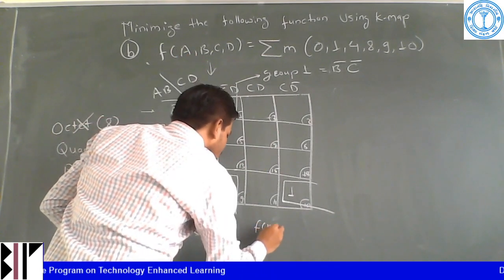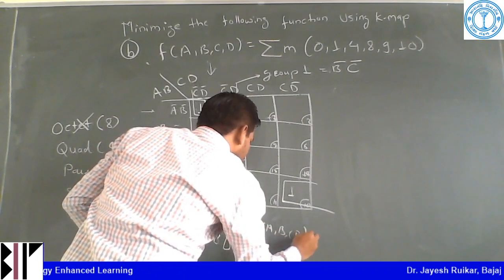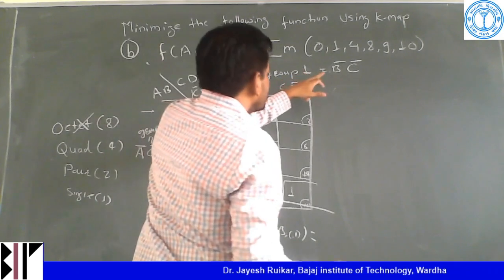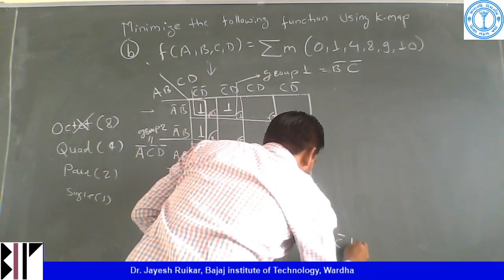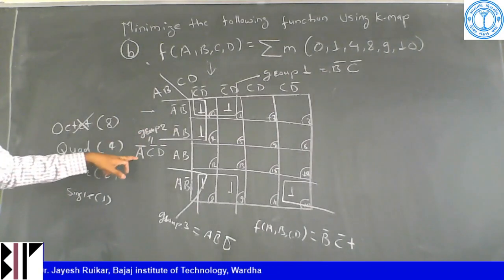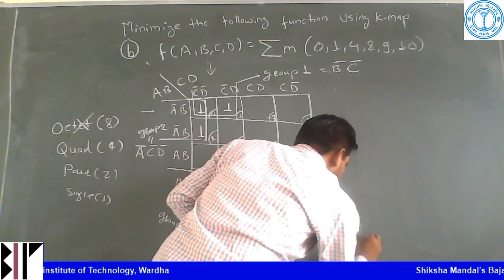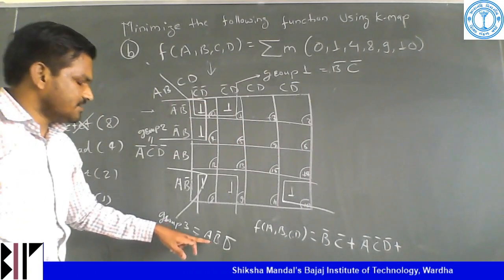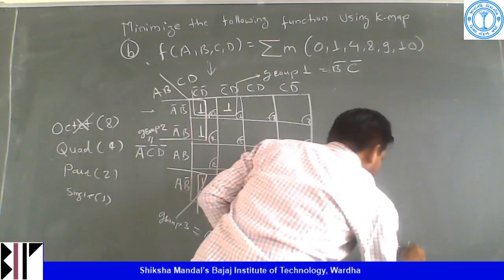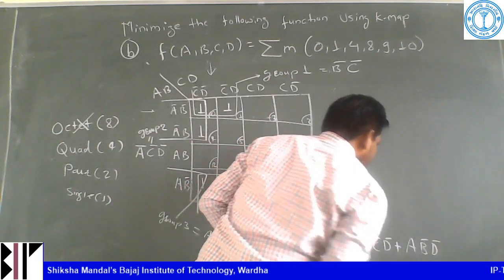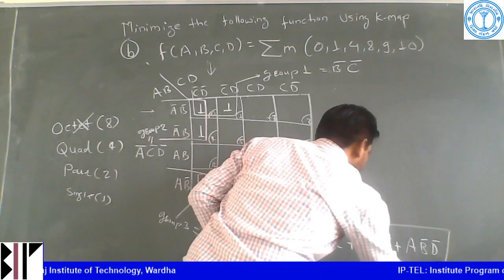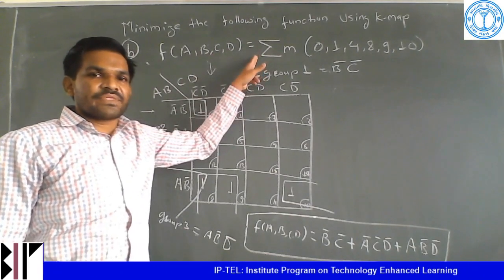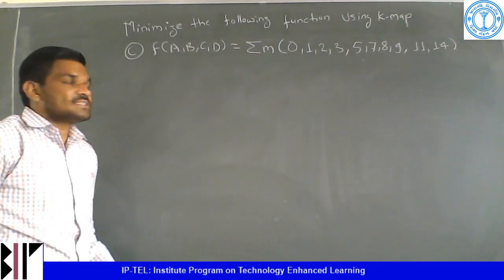So the final or minimized equation for this function A B C D is combining these three terms. The first one is B bar C bar, plus group 2 equation A bar C bar D bar, plus group 3 equation A B bar D bar. So this is my final expression, or we can say the minimized expression for this particular function. Got this? Okay.